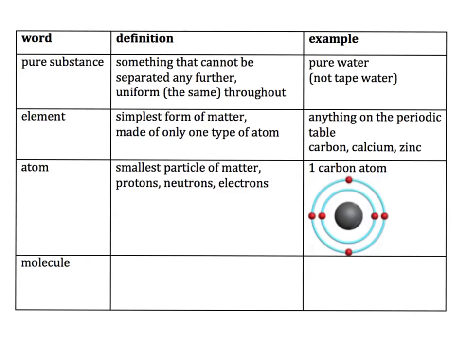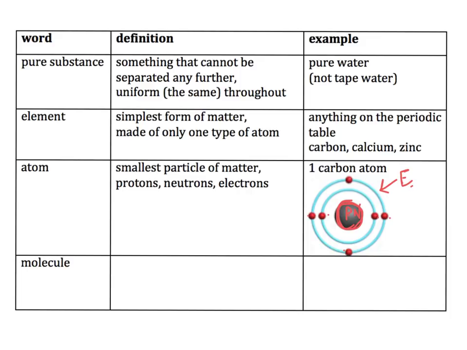All right, the third word is an atom. This is the smallest particle of matter. It's made of a nucleus here, which has the protons and neutrons, and then out here in the clouds, they call them, are the electrons. So an example of an atom would be anything on the periodic table of elements. It's only made of one atom, so if this atom has 6 protons, 6 electrons, 1, 2, 3, 4, 5, 6, then this is carbon.